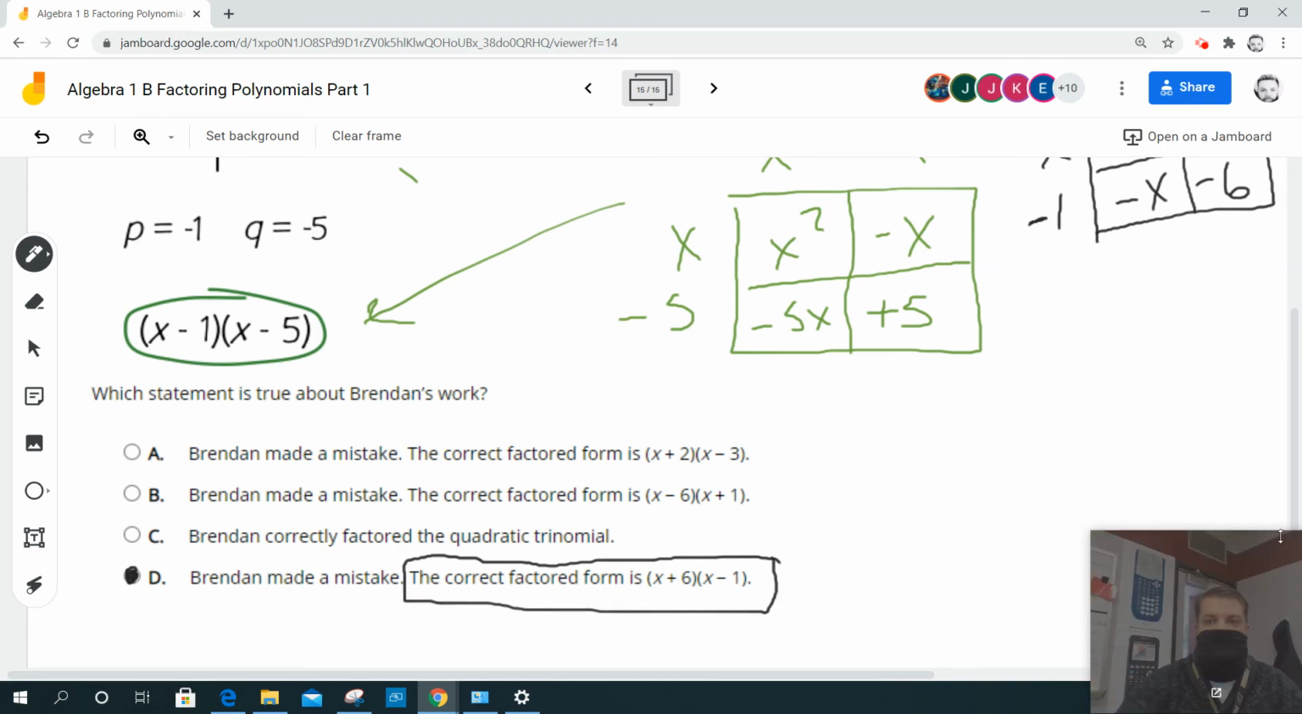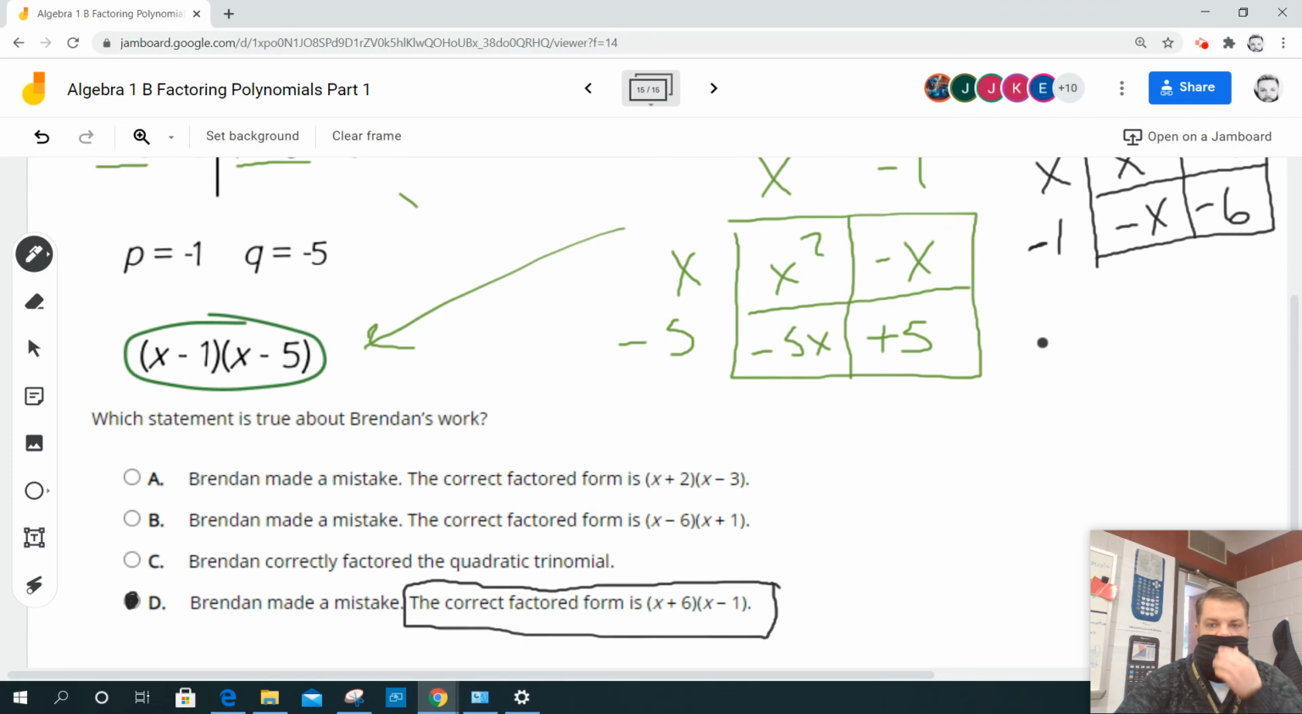The mistake that he made is he flip-flopped it. In other words, we said that 6 minus 1 equals 5, and that 6 times negative 1 equals negative 6. He flip-flopped those, the products and the sums.